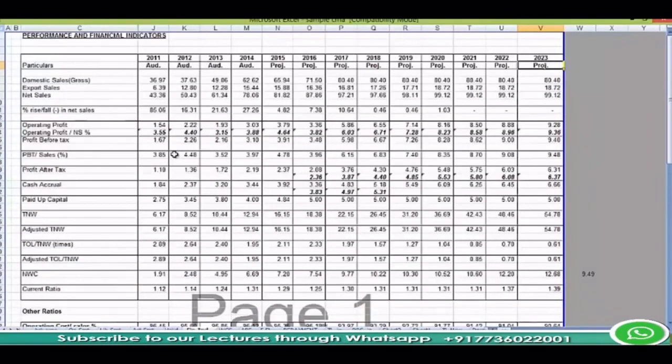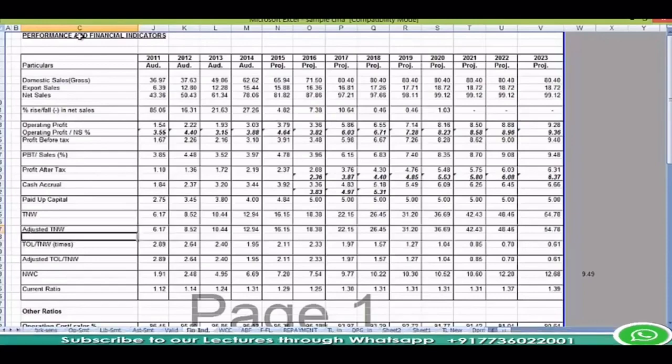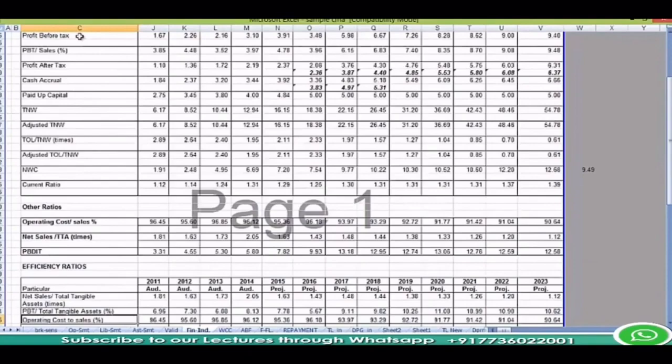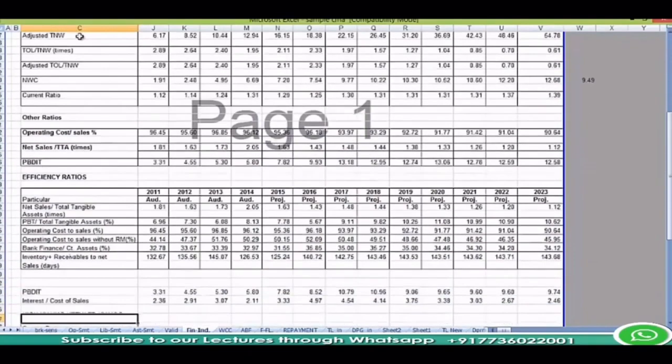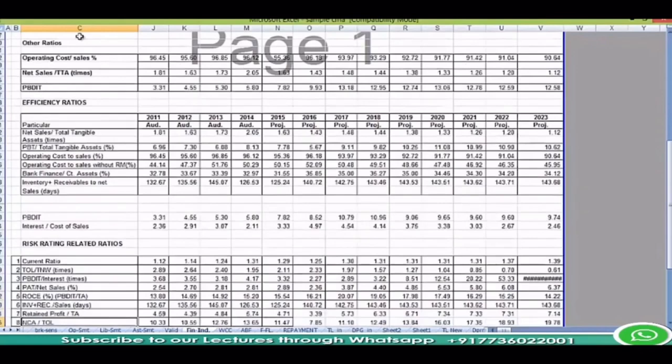Financial ratios or financial indicators is the output sheet. If all the data are entered in the operating statement and balance sheet, this statement will be prepared automatically. This sheet will come automatically and will talk about various financial indicators. It starts with operating profit, then profit before tax, profitability, cash accrual, paid up capital, TNW, adjusted TNW, like that. It goes on with many ratios, and the ratios lead to other ratios, efficiency ratios, then risk rating related ratios, and it keeps going on.